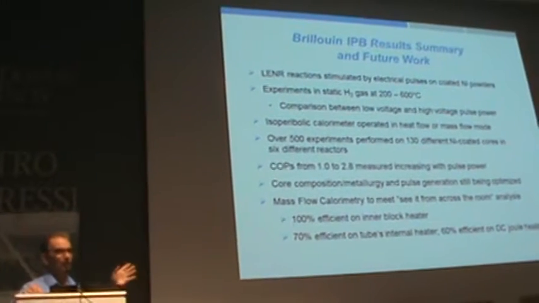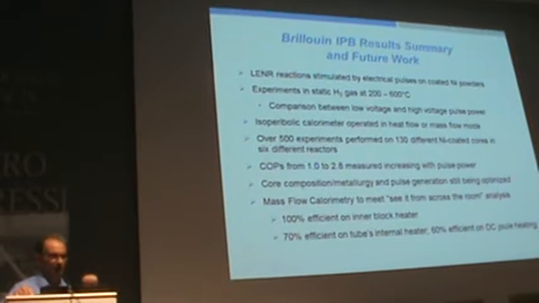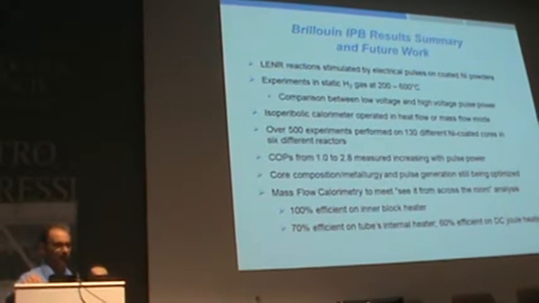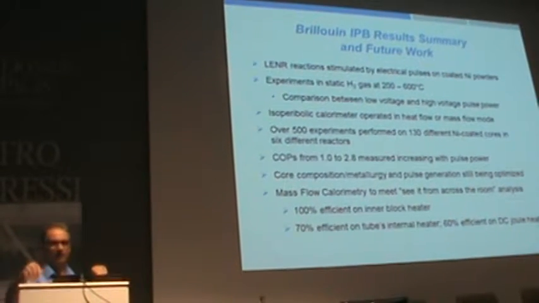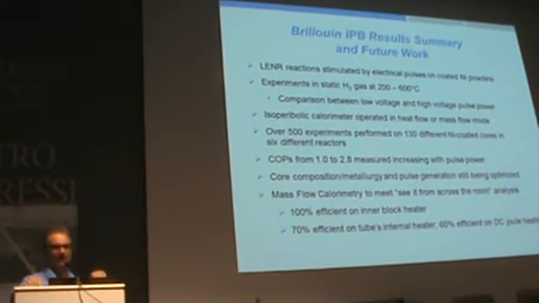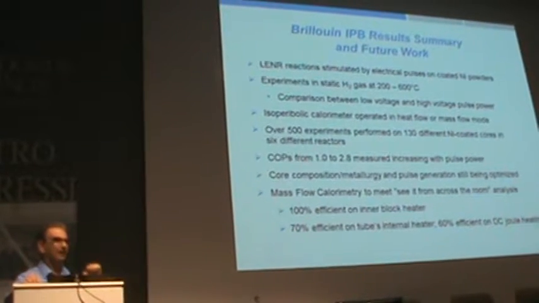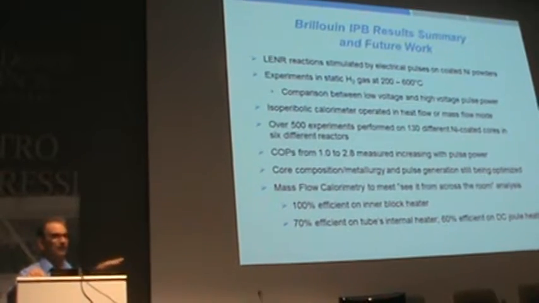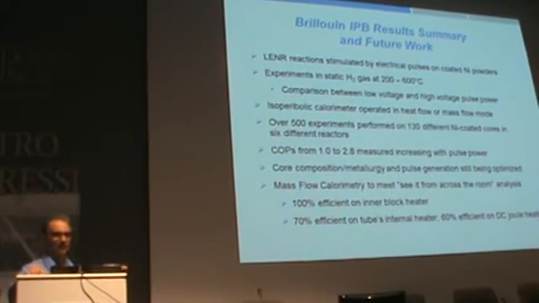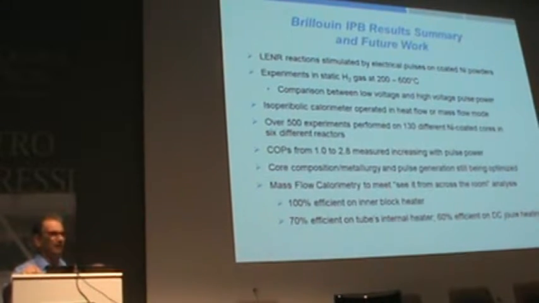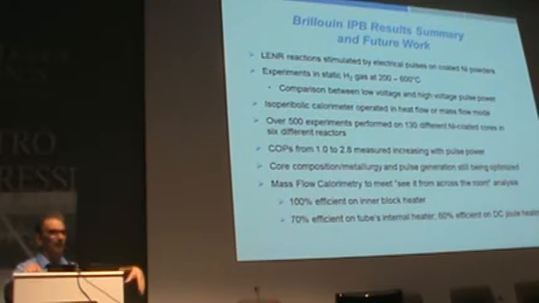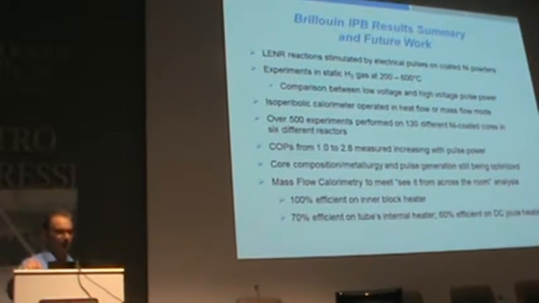and working on mass flow calorimetry, see it from across the room analysis. Dave's been beating on me for a couple of years to get rid of what the engineers call parasitic losses, so that we can get 90% of the power from the wall into the tube.